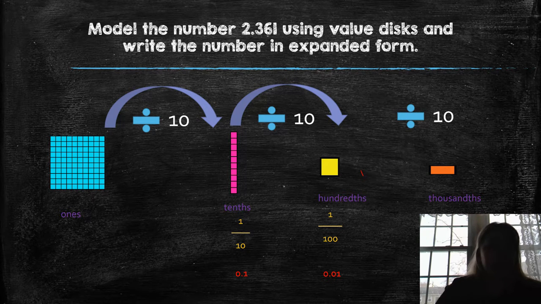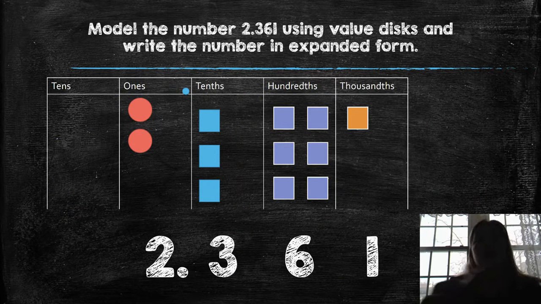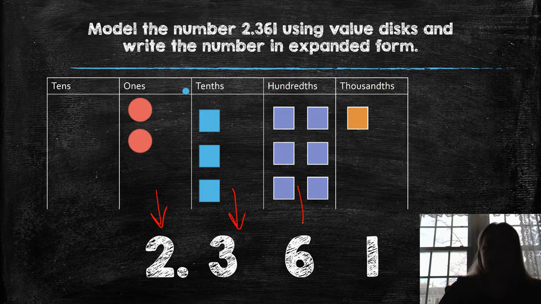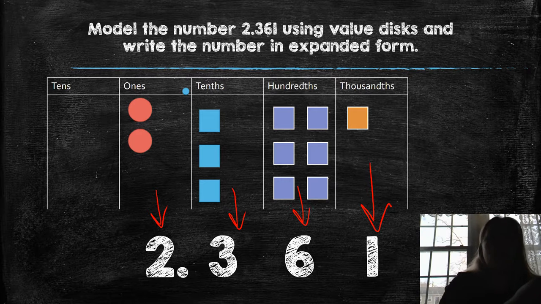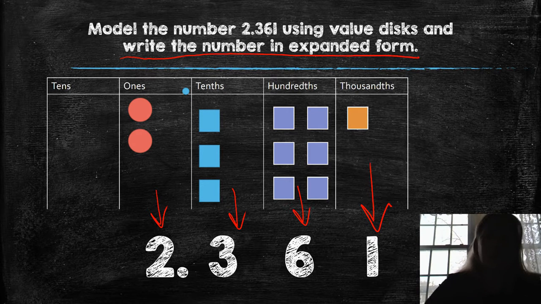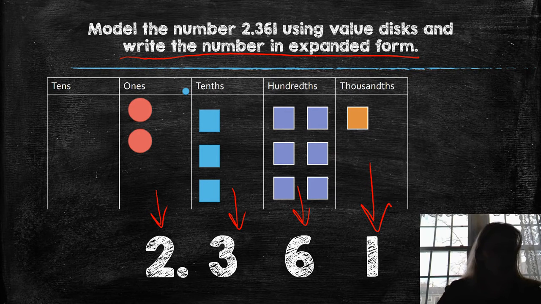So knowing all of that, if we were to model what this would look like using our place value discs, we have our 2 ones, our 3 tenths, our 6 hundredths, and our 1 thousandth, which gives me these numbers to show me 2.361. Now, let's think about this for a second. How are we going to answer the second part of this question? The second part is write it in expanded form. How are we going to answer that?